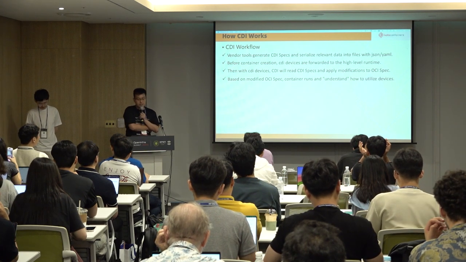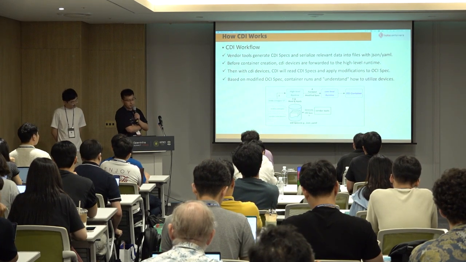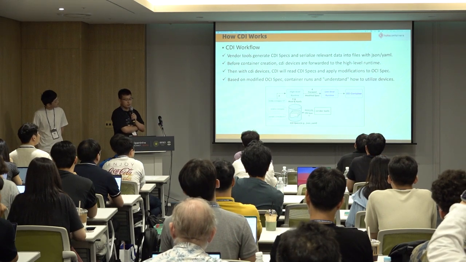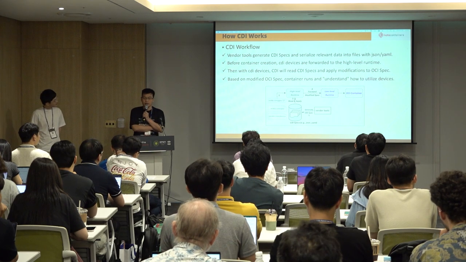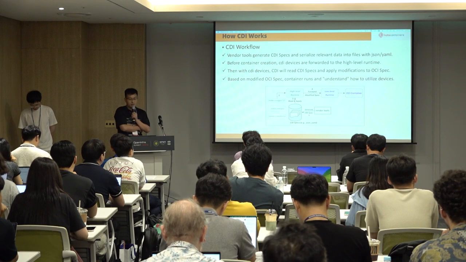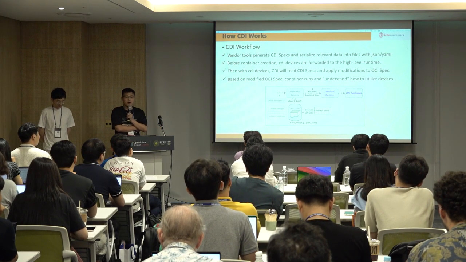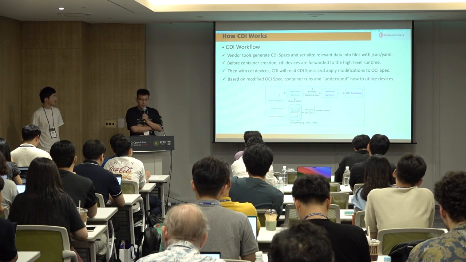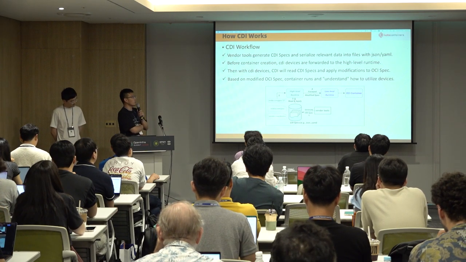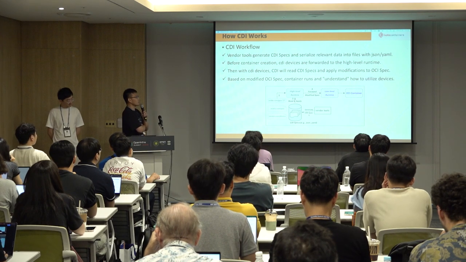Now, let's introduce how CDI works. Vendor tools generate CDI. In this picture, vendor tools generate CDI specs, and they serialize relevant data like devices, libraries, and executables into files with a structured file format like JSON or YAML. During container creation, CDI devices are forwarded to the high-level runtime. And then with the CDI devices, CDI will read the CDI specs and apply modifications to the OCI spec. Based on the modified OCI spec, containers run and understand how to utilize devices.